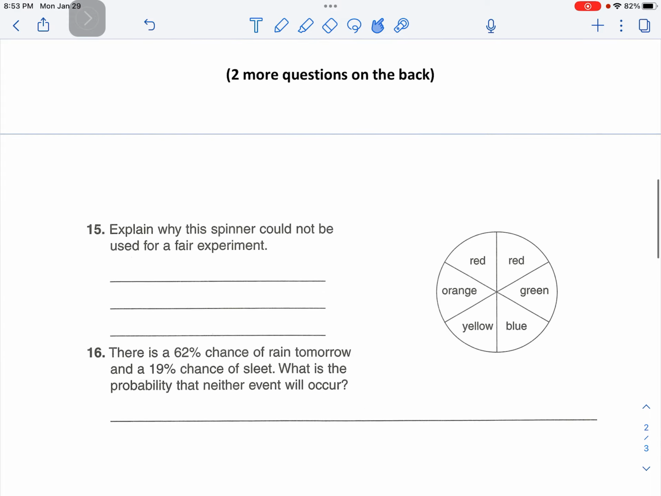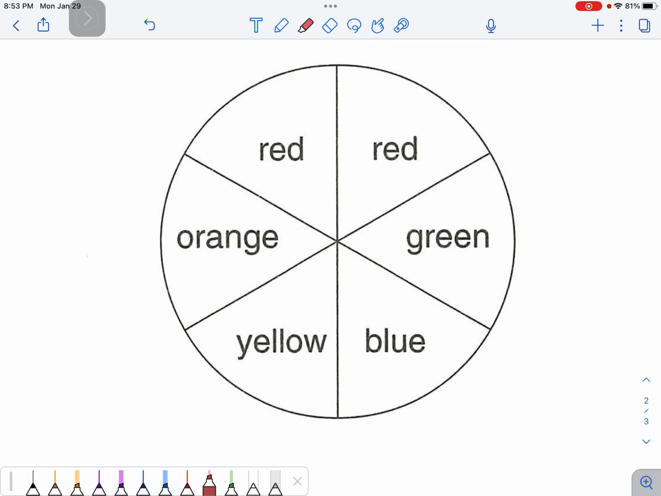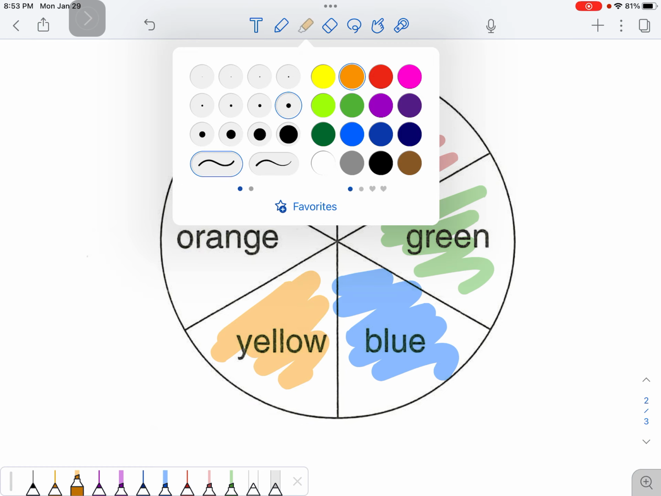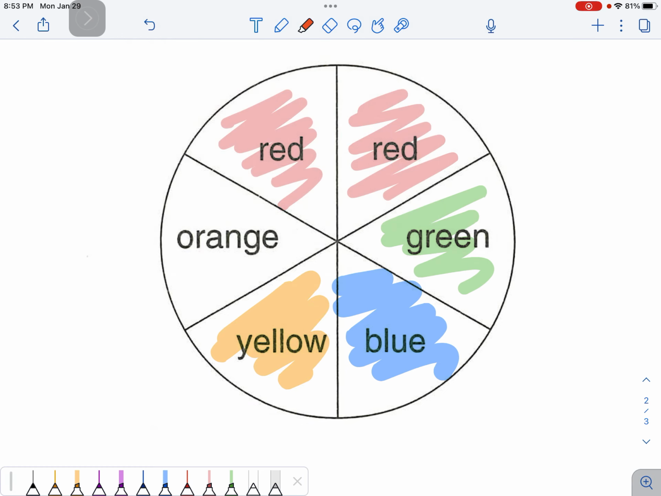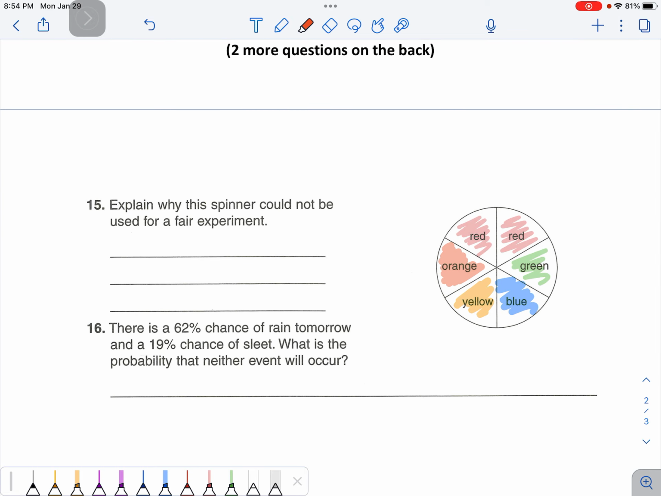On the back, there are 2 more questions. This spinner right here could not be used for a fair experiment. Red, red, green, blue, yellow, and orange. I don't know if I'll get a very good color for orange. Do the best we can here. Orange. Right. This is not a fair spinner because there's a color that you probably would rather have. If the game was spin the spinner and win $20, is there a color you'd rather have? So you're going to explain why it's not fair for number 15.